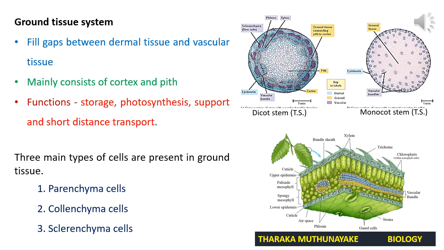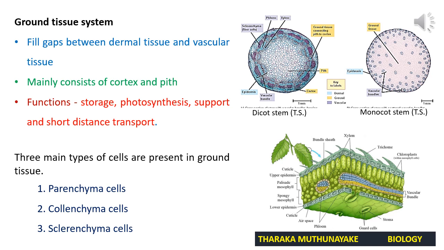The second tissue system is the ground tissue system. We said it's a filling tissue. So here it says it fills gaps between dermal tissue and vascular tissue. It mainly consists of cortex and pith. Here you can observe these two diagrams at your right upper corner.